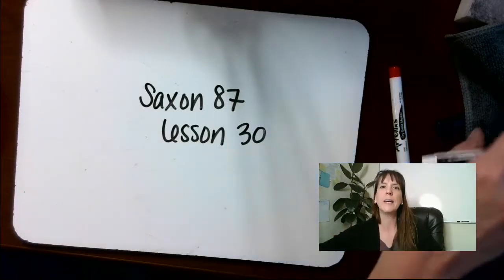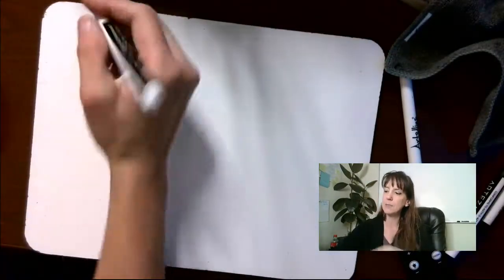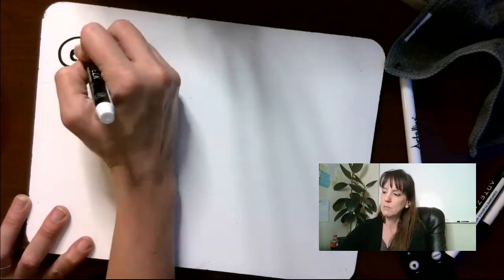So what we're going to do is grab your notebook. You need to be writing down these examples as we go along. All right, example number 1. Here's how it goes. Oh, that was supposed to be a 1.